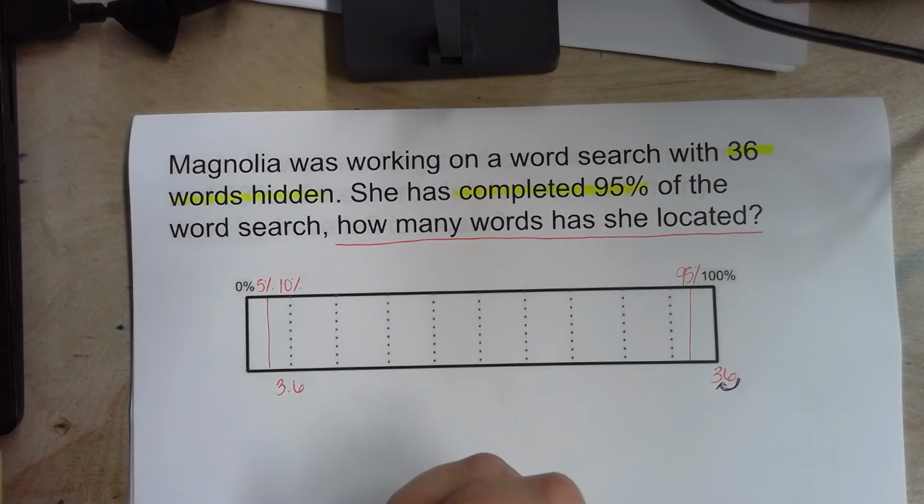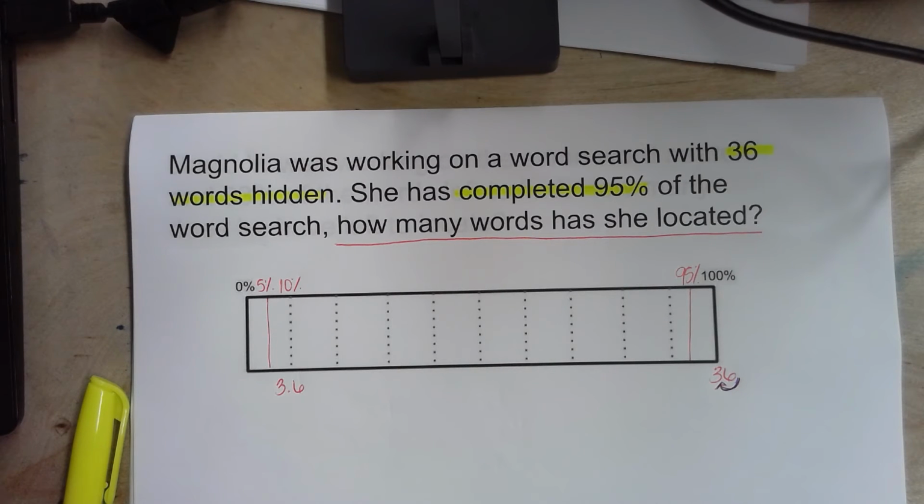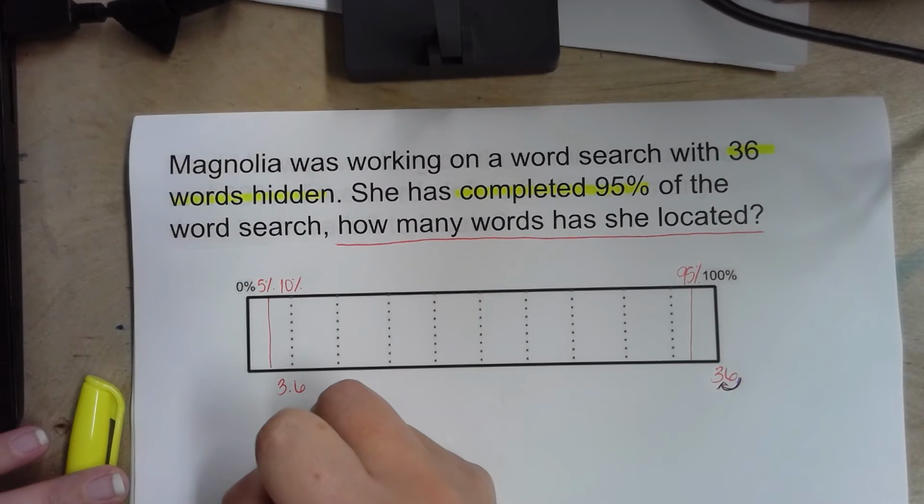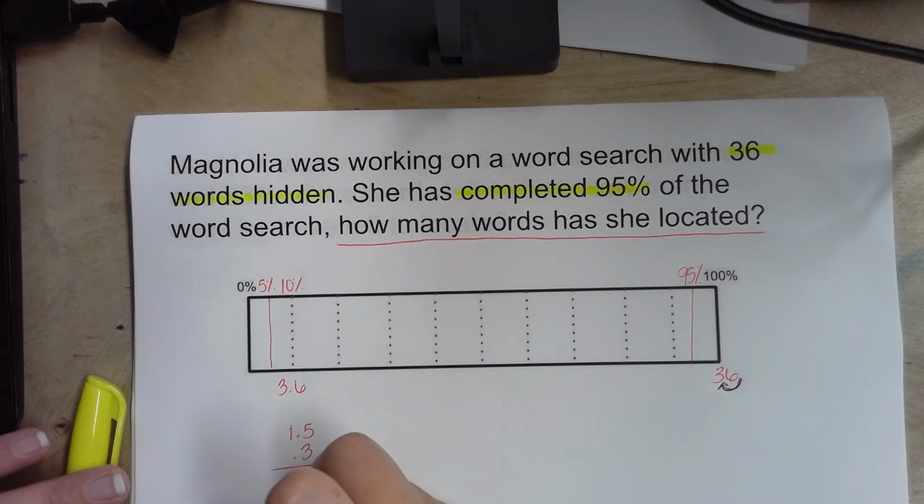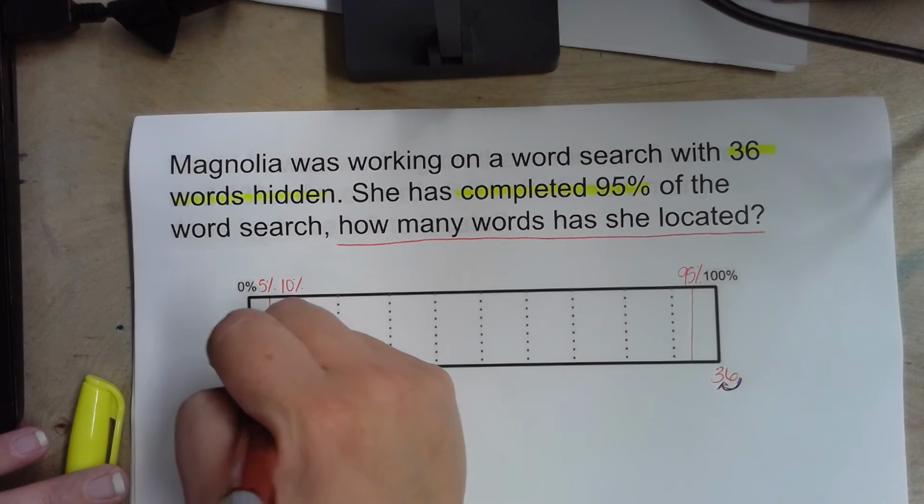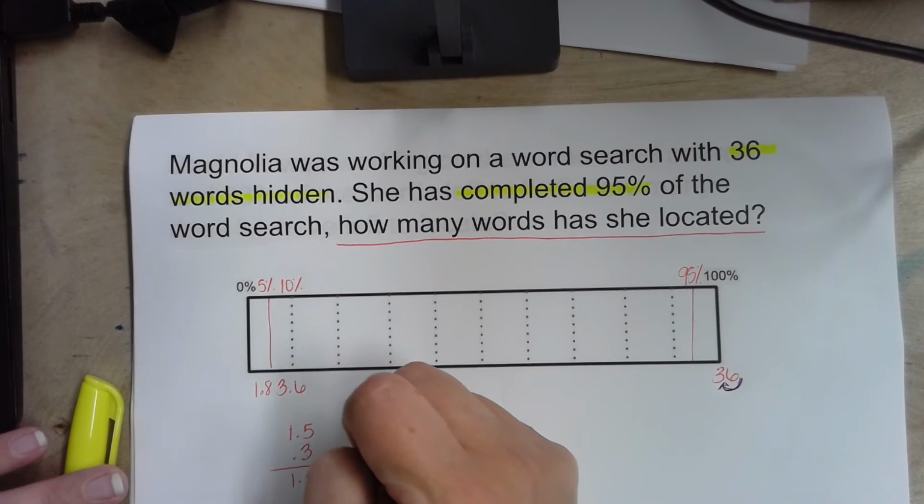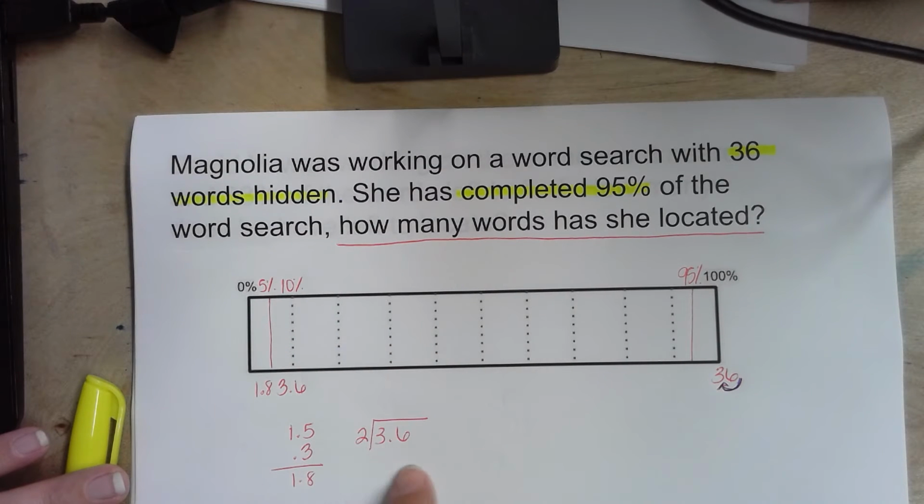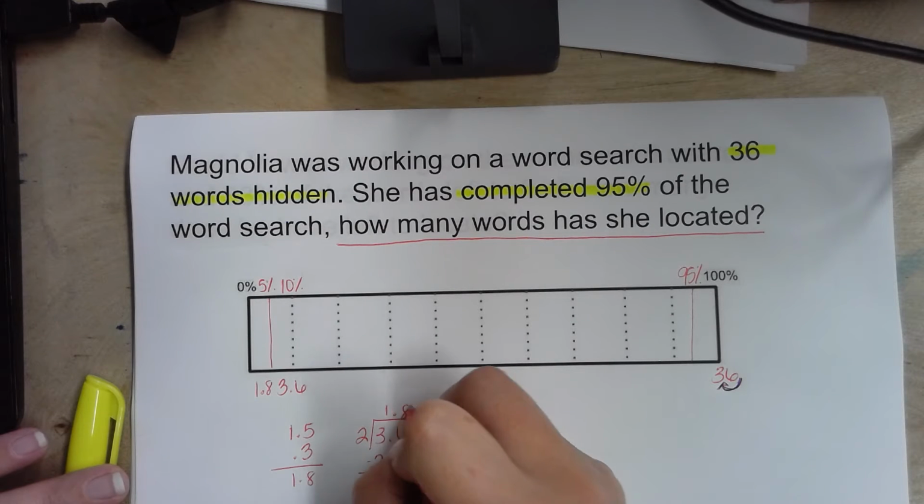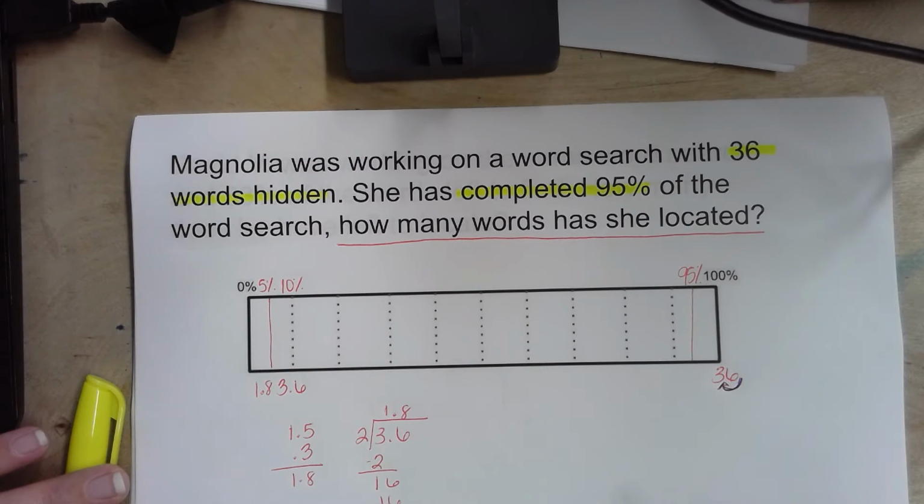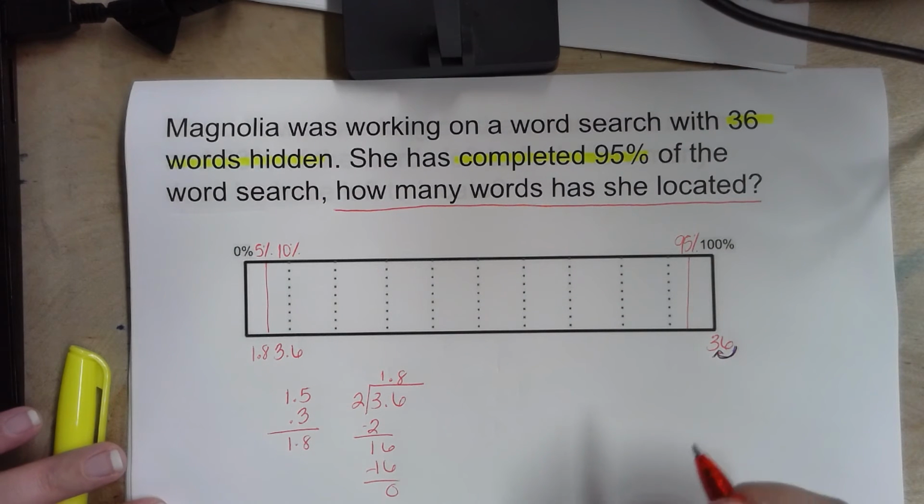So that would be the same thing as half of 36. So there'd be 15 for the half of the 30. And then 3 for half of the 6. So if you look right here, there's a half of 3. And there's a half of 6. 1.8. Okay. And if that doesn't make sense, I'll show you right here. Okay. Same thing. Get you there as well.